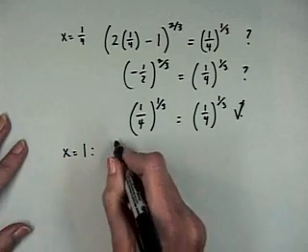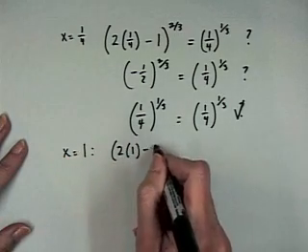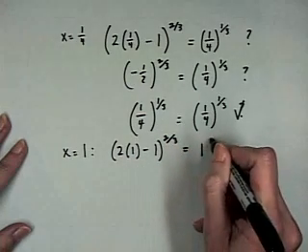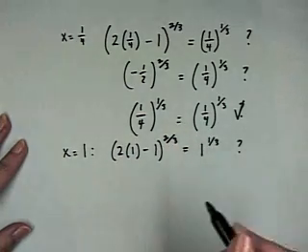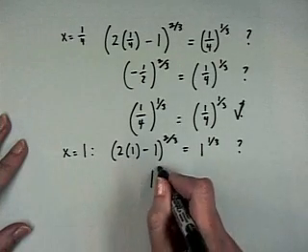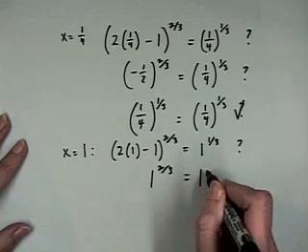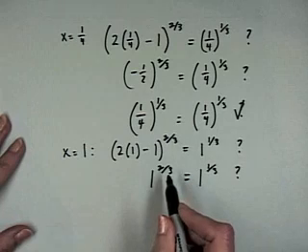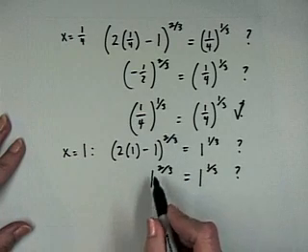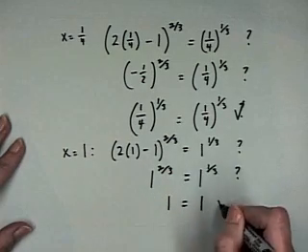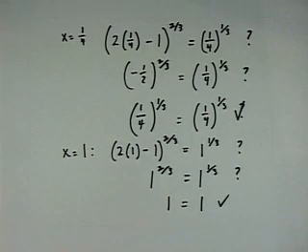Let's check that next. We have 2 times 1 minus 1 to the 2/3 power. And we want to see whether that equals 1 to the 1/3 power. 2 times 1 is 2. 2 minus 1 is 1. 1 to the 2/3. Is that equivalent to 1 to the 1/3? Well, 1 to any power is going to equal 1. We could also think of it as squaring the 1, which gives us 1, and then taking the cube root. And the cube root of 1 is also 1. So both of these solutions actually check in our equation.